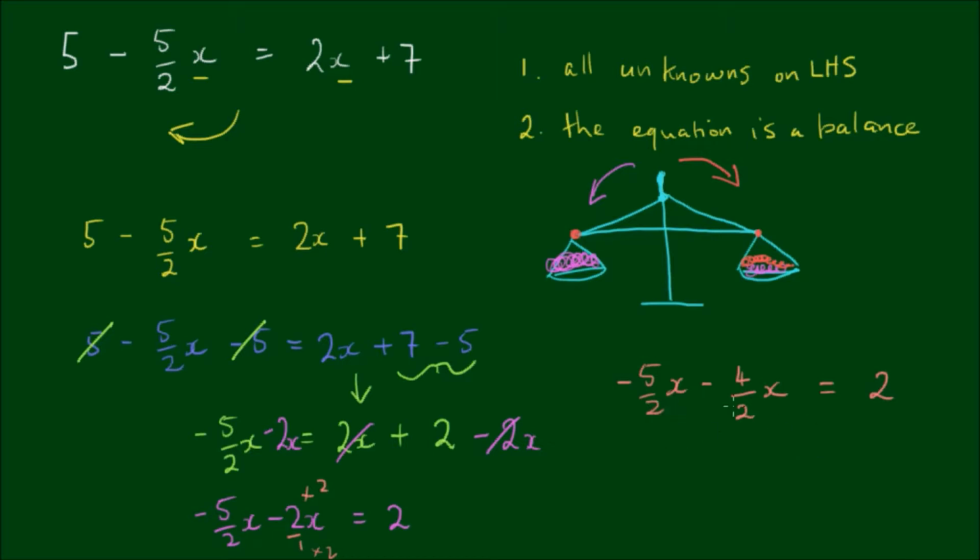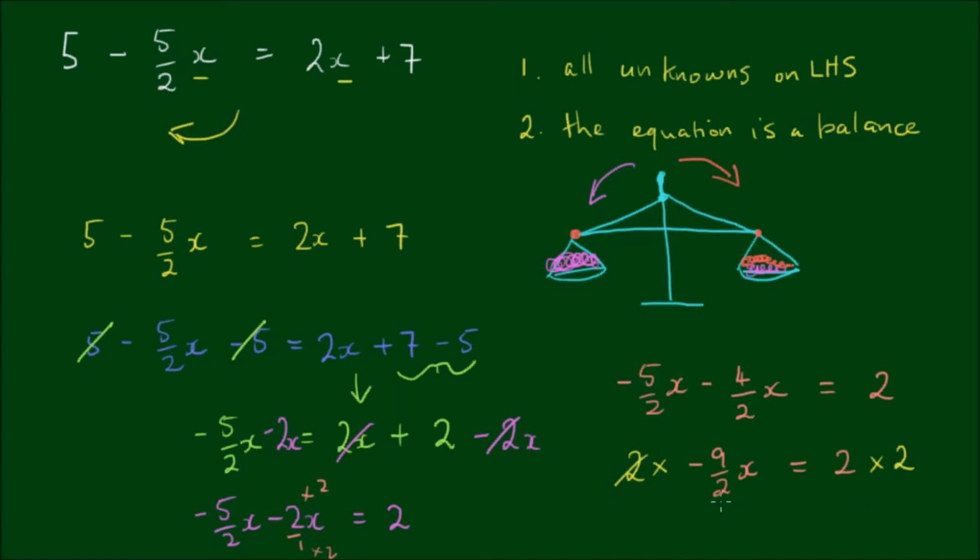Now negative 5 on 2 of x minus 4 on 2 of x is equal to negative 9 on 2 of x, and that's equal to 2. Now what's left to do is to get rid of this 2 on the bottom, or actually get rid of this entire fraction on the left-hand side so that we're left with x on its own. Let's do this in several steps just to make it clear. So let's get rid of the 2 first on the bottom. So to get rid of the 2, we can times the left-hand side by 2. And again, we have to times the right-hand side by 2.